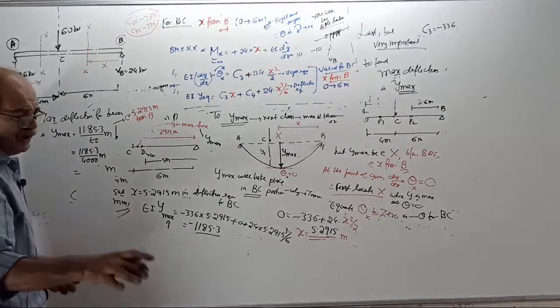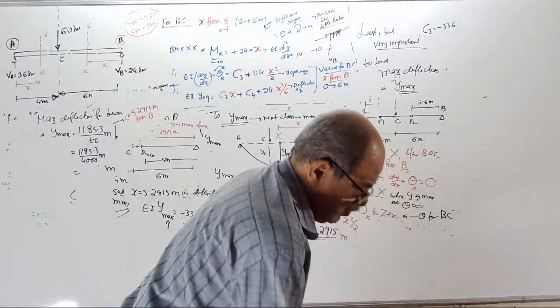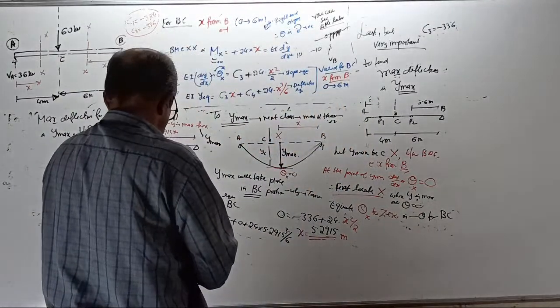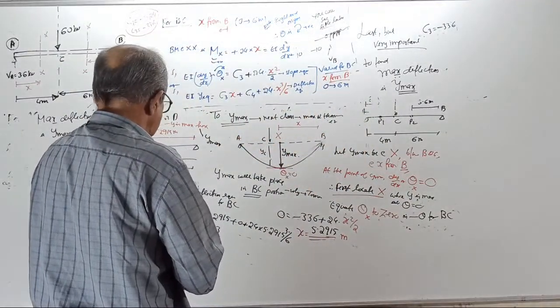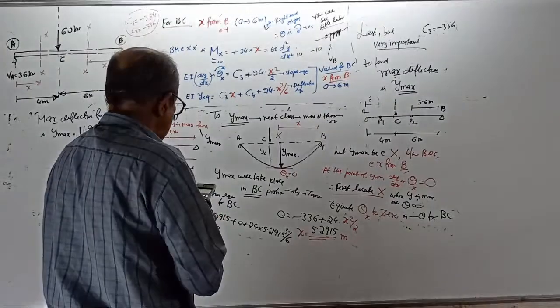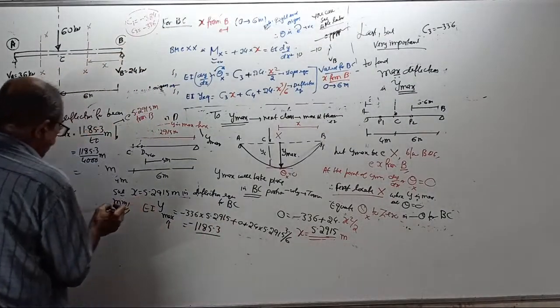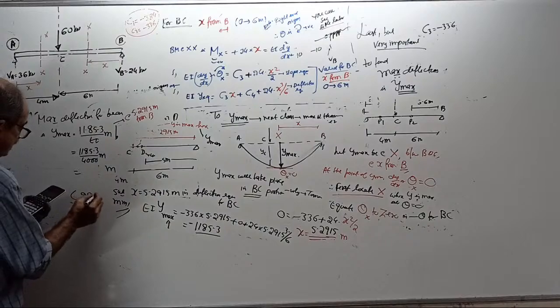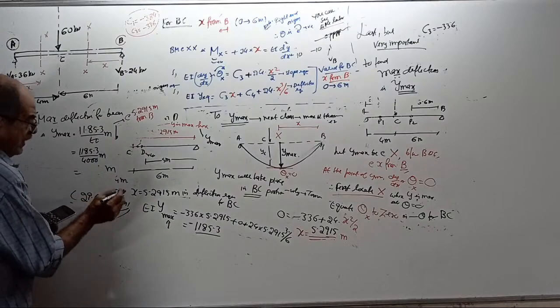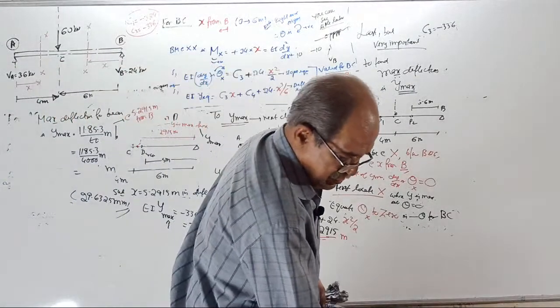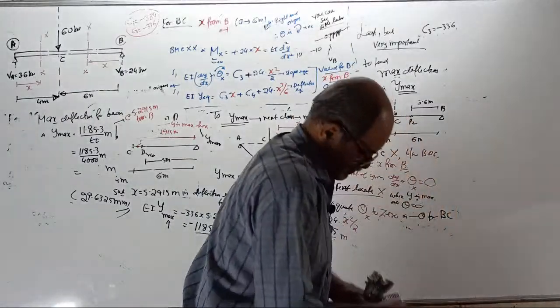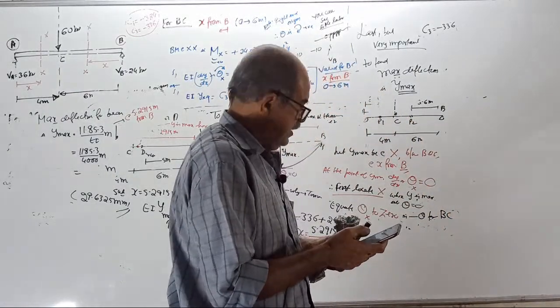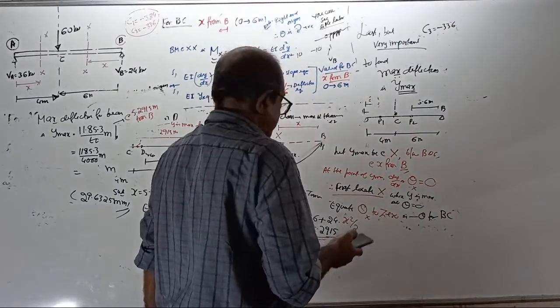Okay. Now you can do it. 1185.3 divided by 40,000 meter into 1000. It will come 29.6325 millimeter. 0.296. Okay, 29.6. Over. Answer.